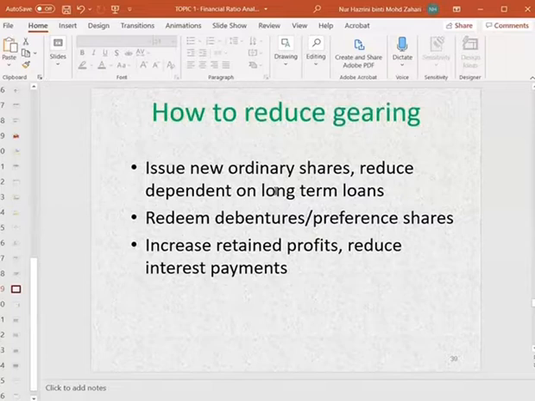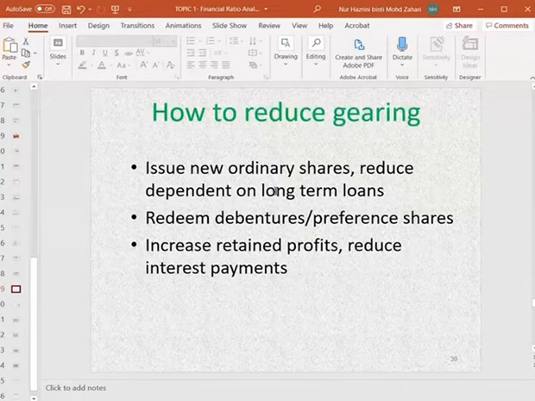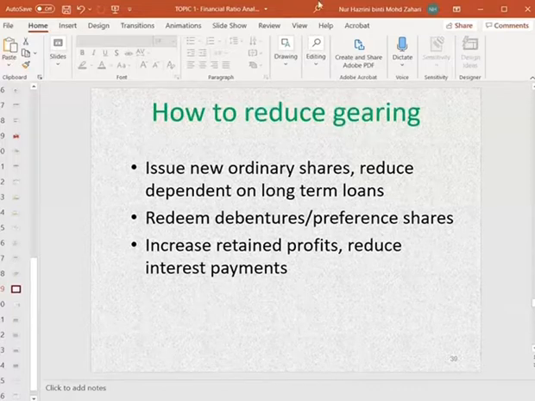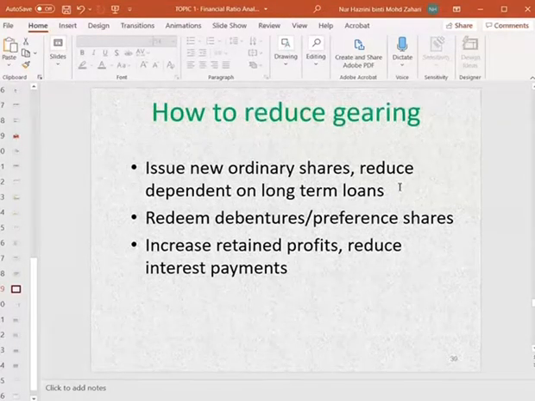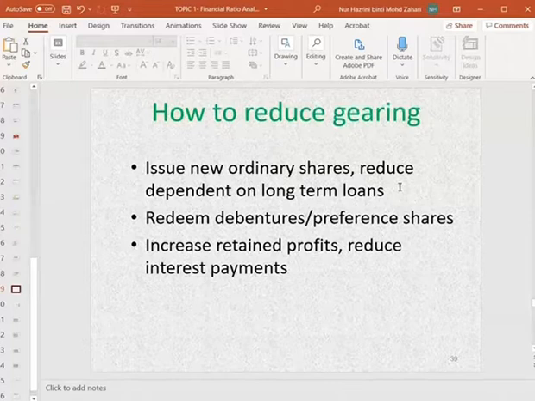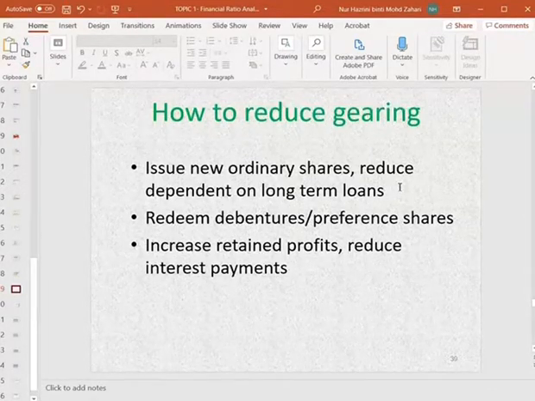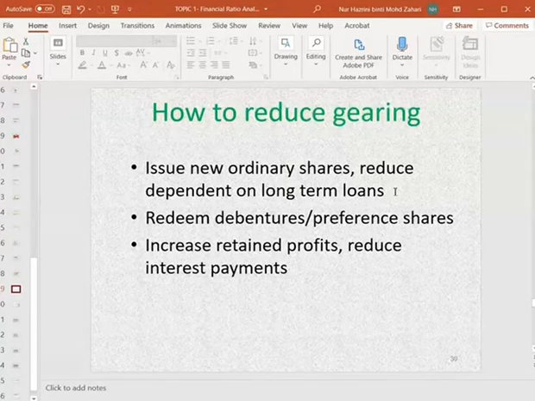So how to reduce gearing? How to reduce high commitment or high loan? The company can issue more ordinary shares instead of depending on the long-term loan. Like I said, when you finance your business, you have two ways: issue shares or get a long-term loan or issue debenture. So instead of getting the long-term loan or issuing debentures, you might want to issue ordinary shares. So it is lower risk.